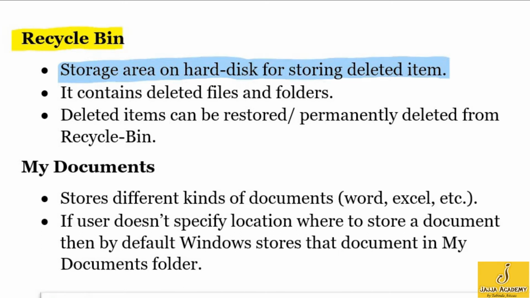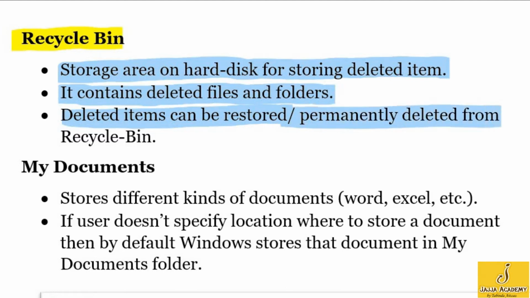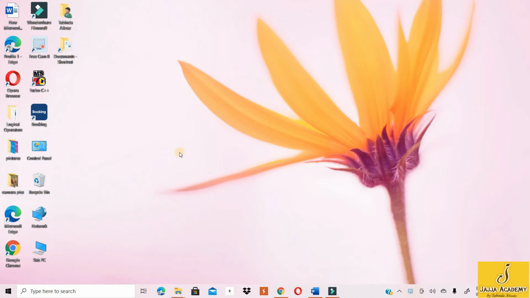So a recycle bin contains deleted files and folders and deleted items can be restored, or if the user wants to delete files permanently from recycle bin, he can empty the recycle bin folder and the files will be permanently deleted from recycle bin. And after permanently deleting from recycle bin, we have no option to restore those files. Let's see the function of recycle bin.